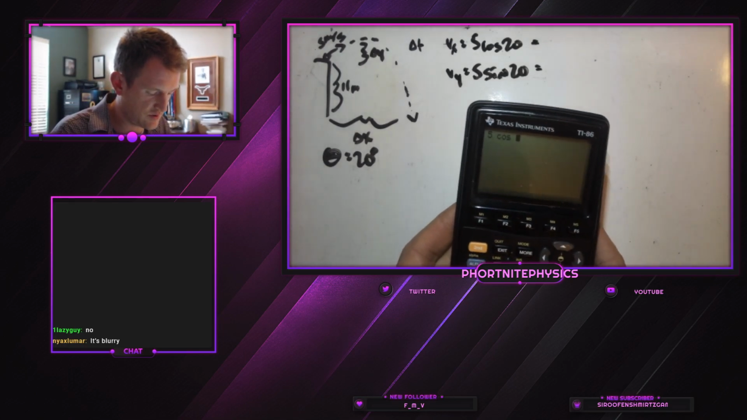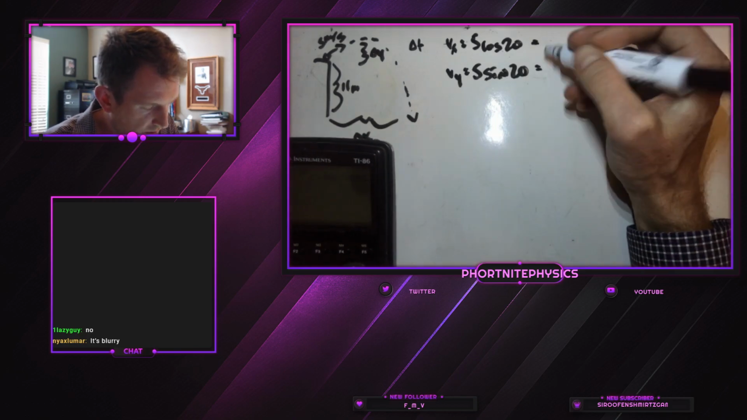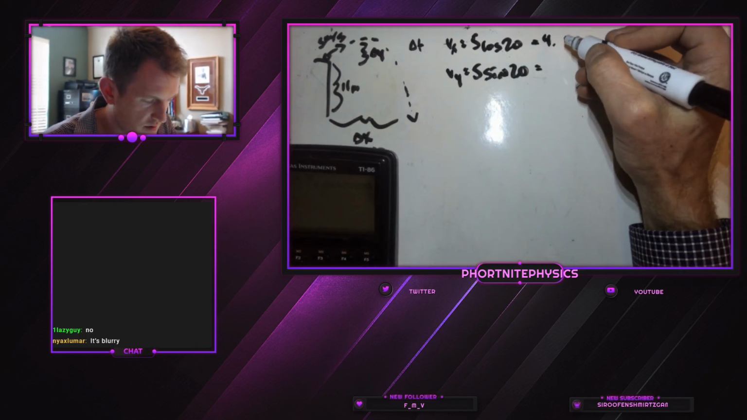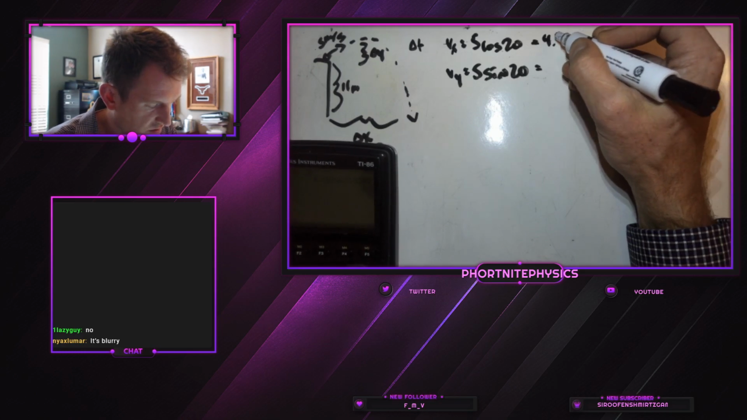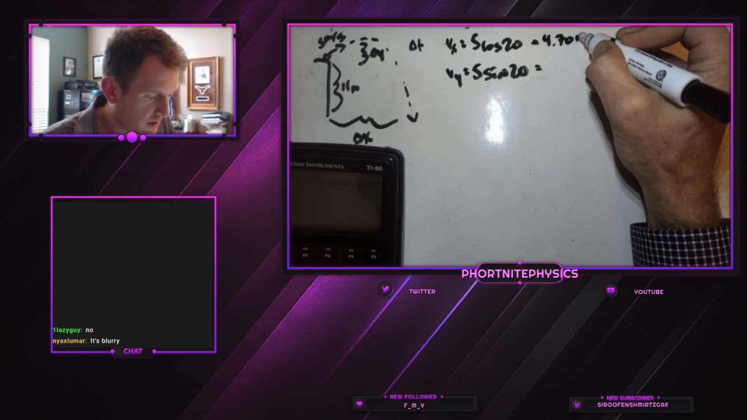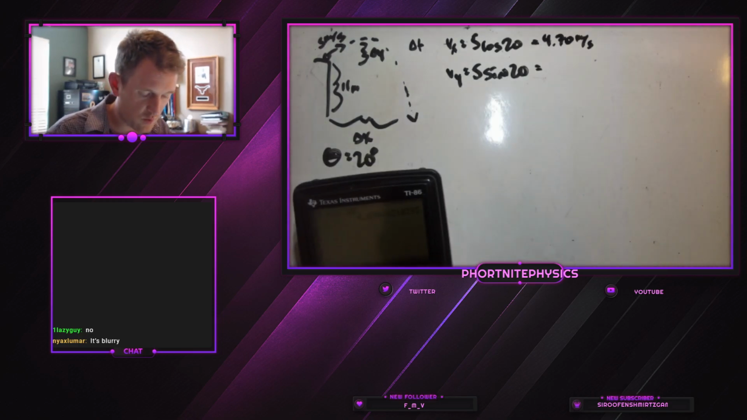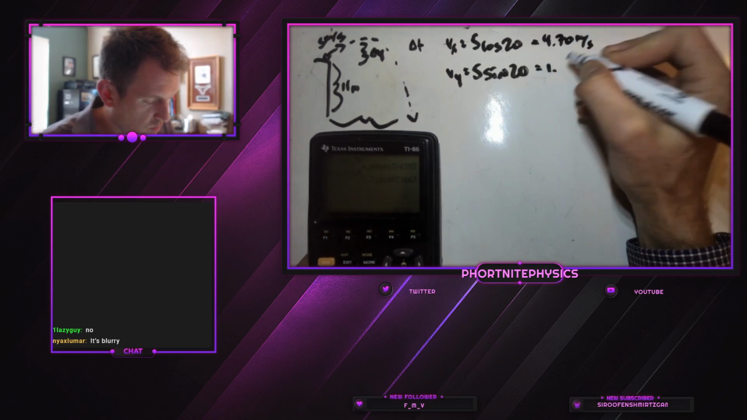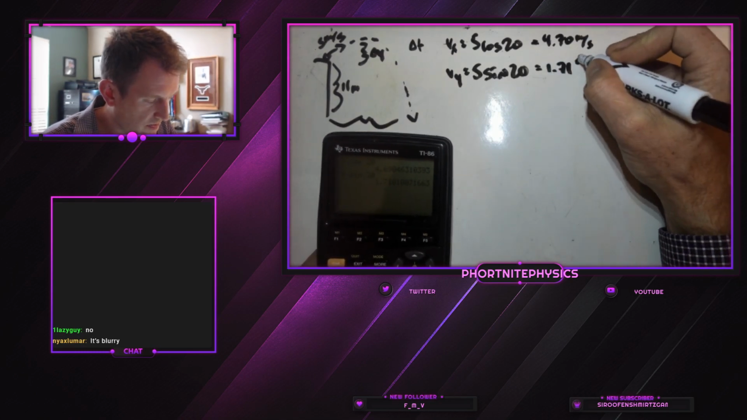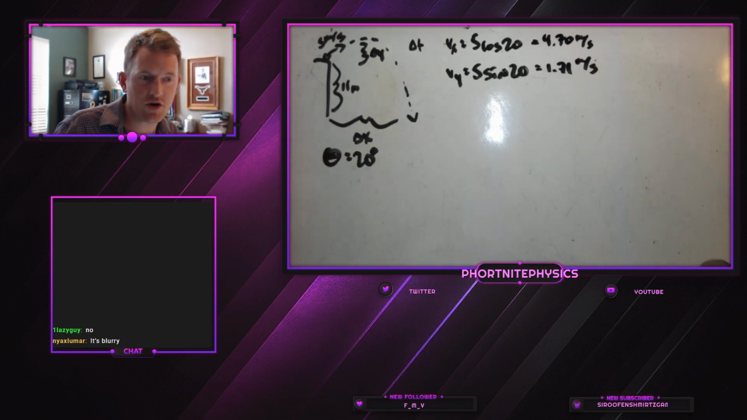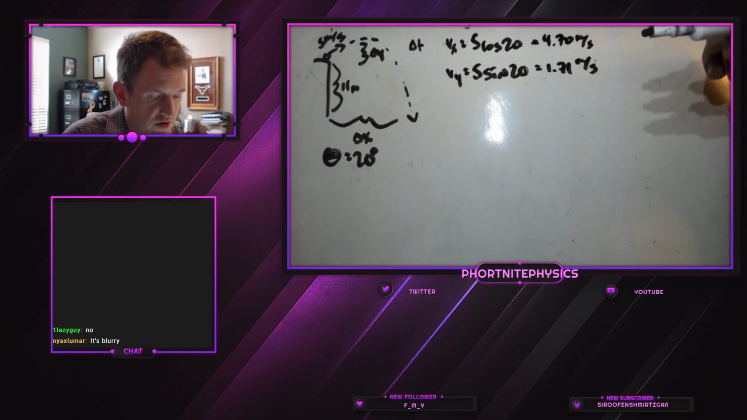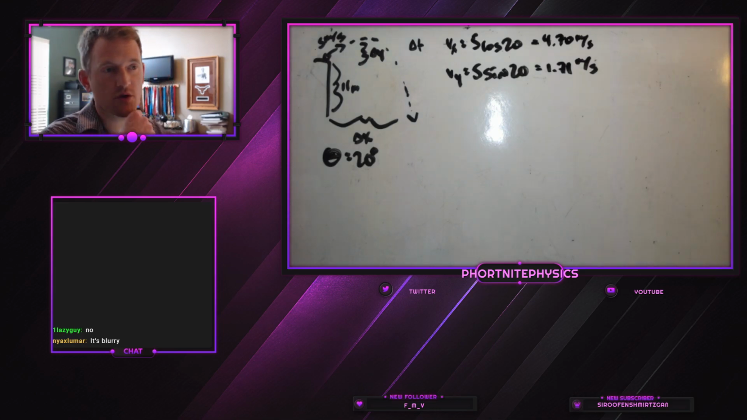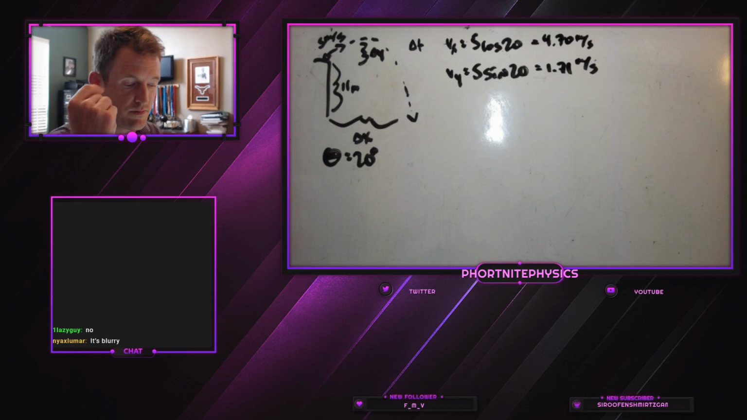Now let's calculate our Vx and Vy. 5 times the cosine of 20 degrees is 4.70 meters per second. Our Y would be 5 times the sine of 20 degrees, or 1.71 meters per second. Those are our starting conditions. Pretty straightforward. Now we need to figure out how long it's going to be in the air.